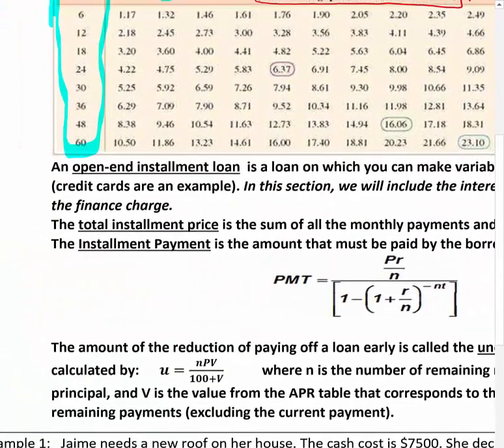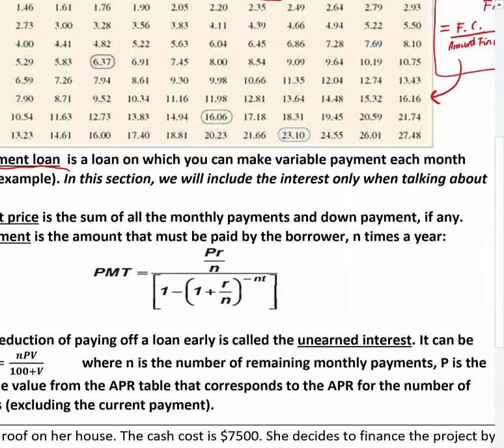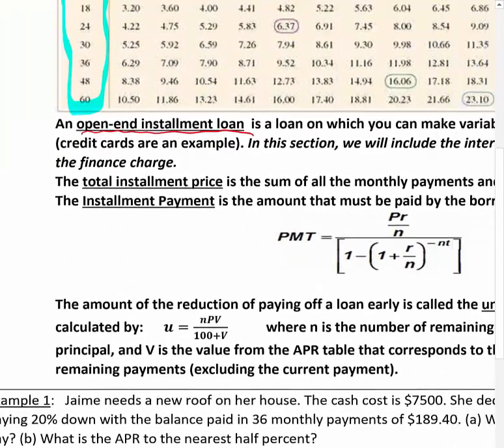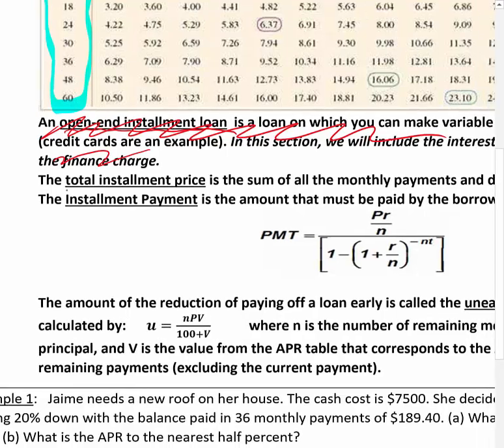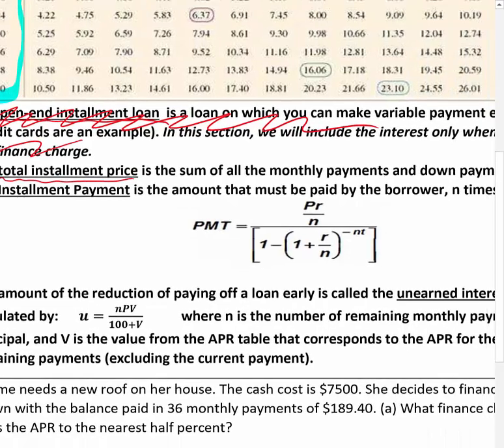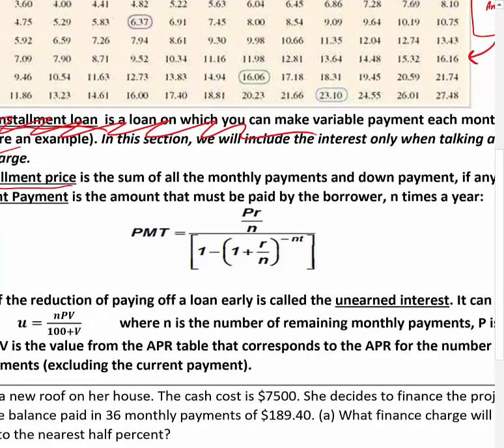All right, then what do we have? An open-end installment loan. It's a loan on which you can make variable payments each month. Oh wait, we already did this. I'm sorry, I put the same definition twice. We already talked about the open-end one. Let's see, the total installment price. It's the sum of all the monthly payments and the down payment, if any.